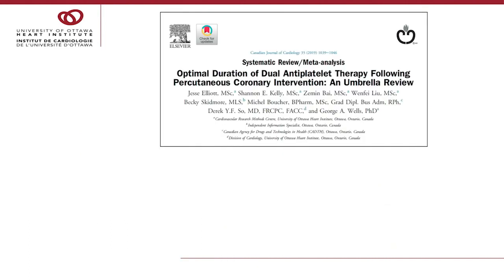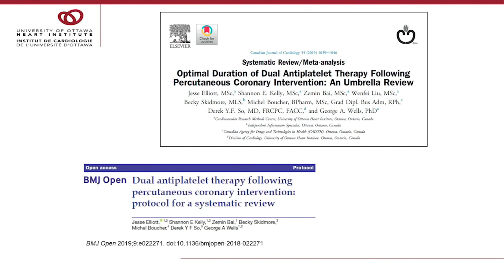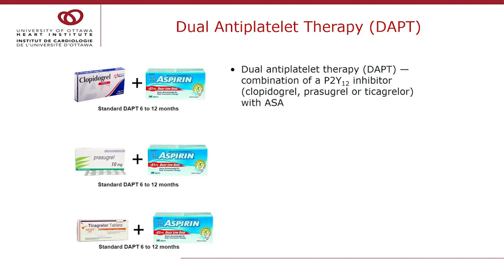Okay, so what do we have? To prepare for this, we did a project where we actually looked at dual antiplatelet therapy in general. We published an umbrella review on this. We also put together in BMJ Open a protocol on how we're going to go about this. And this is what we're going to do. We're going to be looking at dual antiplatelet therapy. It's going to be a combination of a P2Y12 inhibitor. We really don't know whether it involves clopidogrel, prasugrel, or ticagrelor. If it's used in conjunction with aspirin, we're going to consider it as a DAPT combination, and it's going to be part of our study.